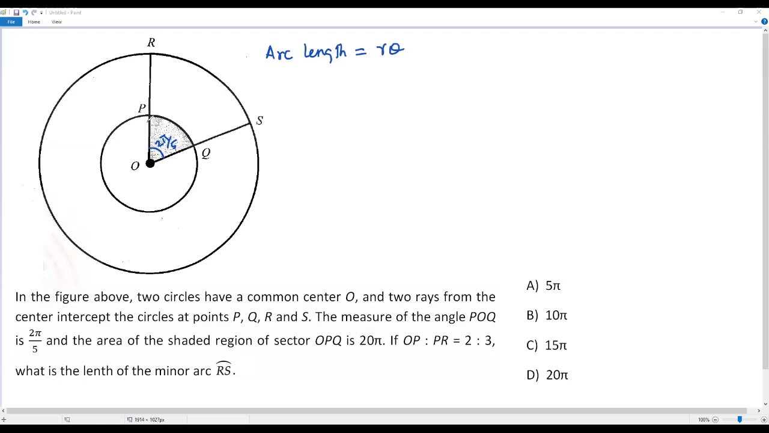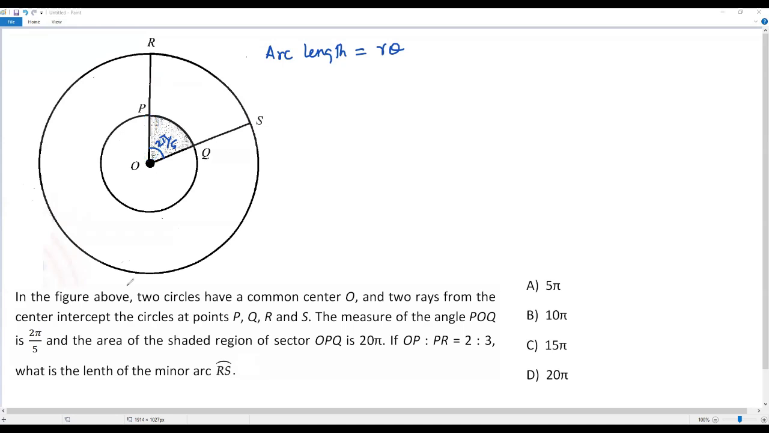Okay, for example, let me get the radius of the smaller circle, OP. So once I get the length of this OP, I'll be able to get the length of this line segment PR using this ratio, because this ratio contains PR. So once I know the length of OP and PR, I can add them to get the radius of the bigger circle OR.